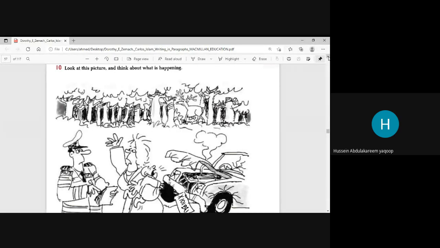Now, I'll give you maybe 1 minute. Try to think what you can see and tell me what you can see in this cartoon. 1 minute, and then we resume talking about the events or the things that we can notice in this picture. Okay, you have the minute right from now.